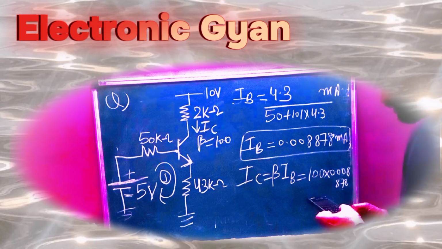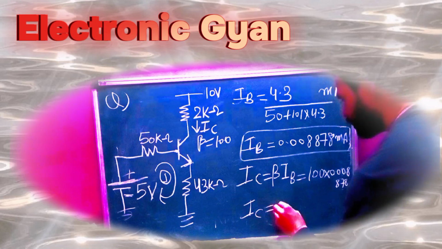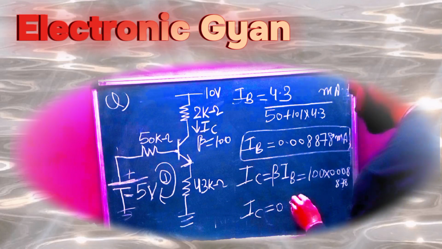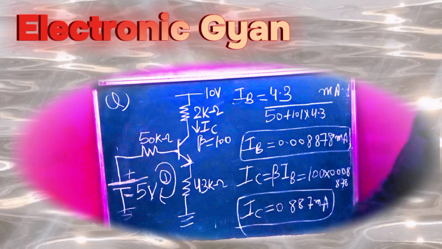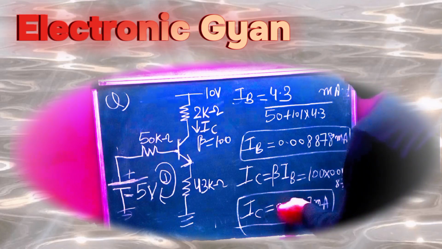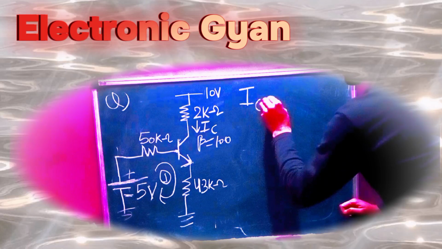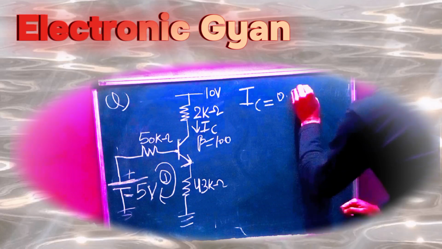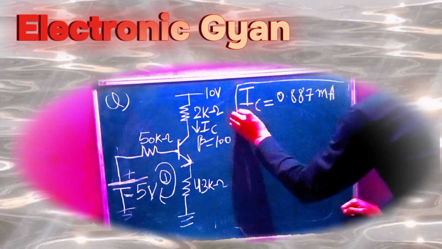When we multiply this with 100, what will we get? 0.887. So IC will be equal to 0.887 milliampere of current. So this is IC. We have got the DC collector current as 0.887 milliampere. This is my DC collector current.